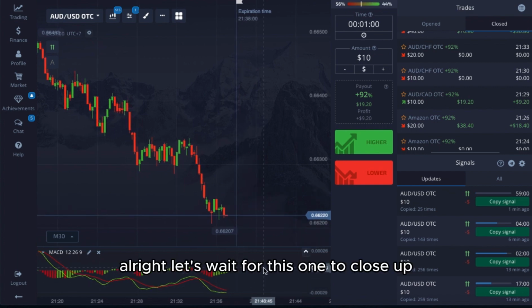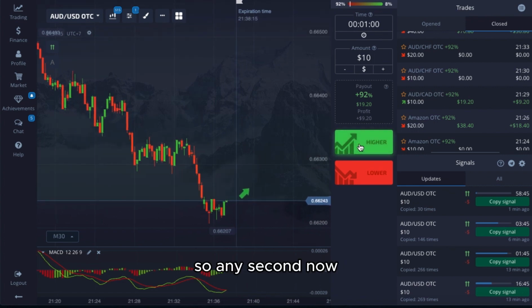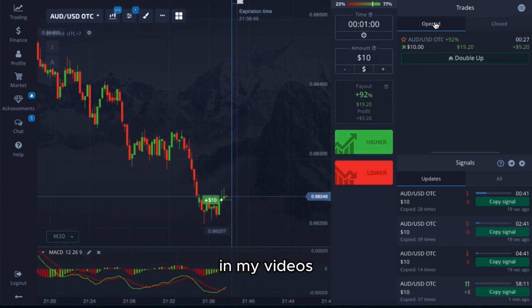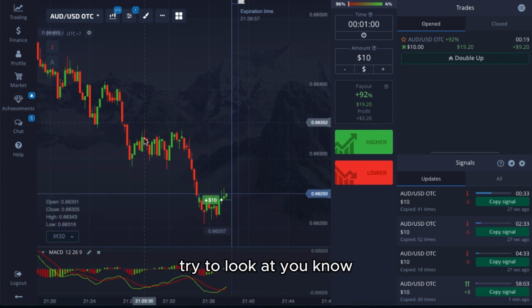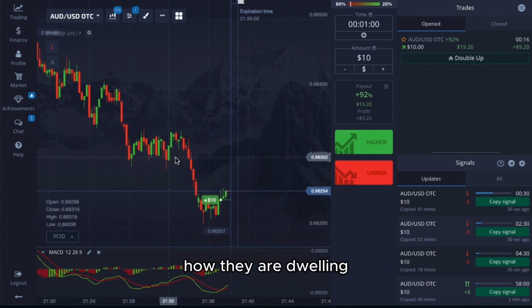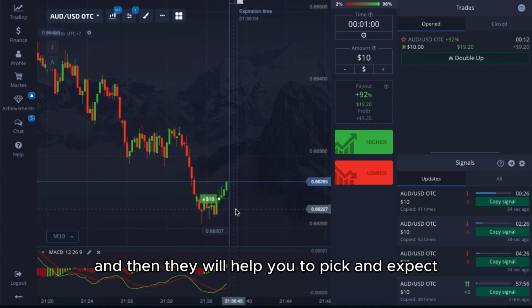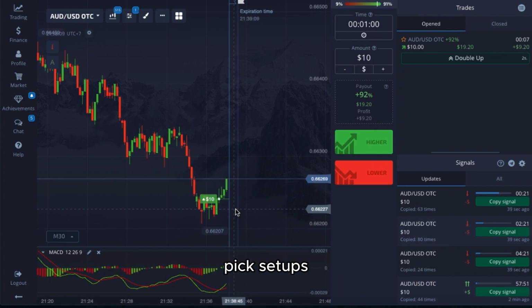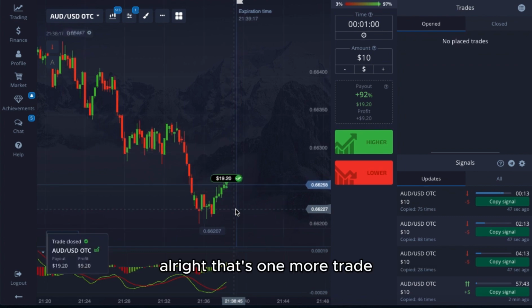Alright, let's wait for this one to cross up. Engulfing bars are great, so any second now. Yes, here we go. In my videos, I always like to talk about symmetry. So the patterns in the chart always leave clues. Try to look at how they are dwelling, how it zigs and zags, and then that will help you to pick setups where you can more or less expect a certain outcome. Alright, that's one more trade.